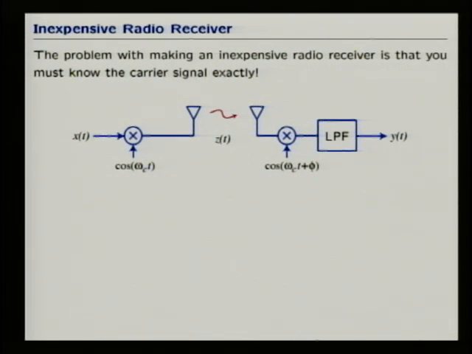The problem with making an inexpensive receiver is that the scheme that we just talked about, where you decode the signal by multiplying a second time, by multiplying by cos omega_c t, omega_c chosen to be the frequency that you want to listen to, that's called synchronous demodulation. The problem with that is that you've got to be exactly synchronized. If you want to listen to the message at omega_2, omega_c must equal omega_2, not omega_2 plus 3.